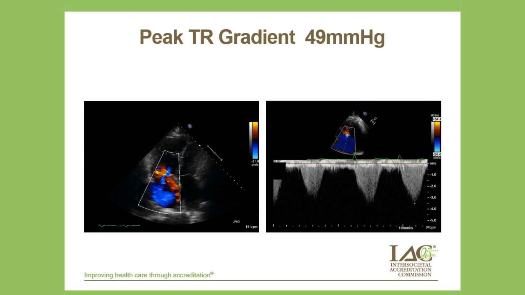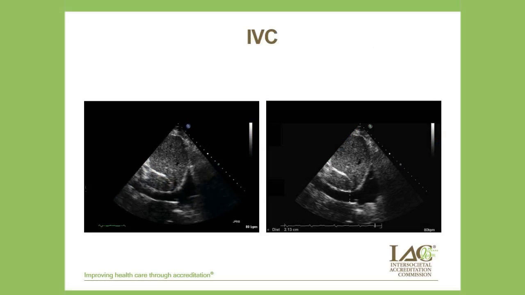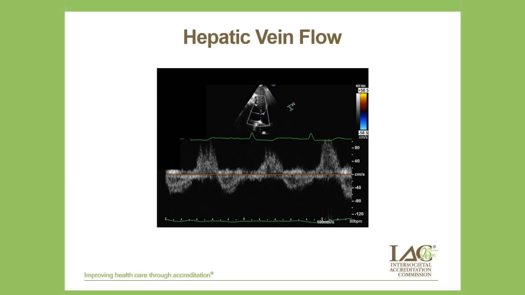This patient had at least moderate tricuspid regurgitation. I would say moderate to severe tricuspid regurgitation, and the TR gradient was 49 millimeters of mercury. Her IVC, surprisingly, measured 2.13 and was given a right atrial pressure of 10. Her hepatic vein flow showed classic systolic reversal, indicative of her tricuspid regurgitation.